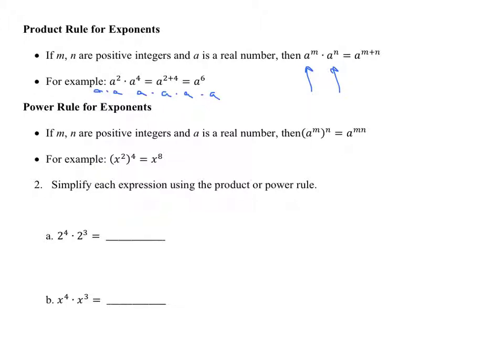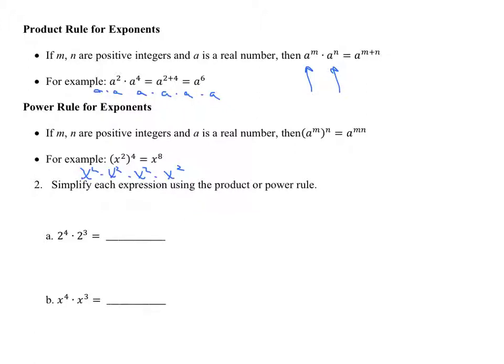The power rules for exponents: when you raise a power to a power, you multiply your exponents, because this is really x squared times x squared times x squared times x squared for a total of 8 x's.